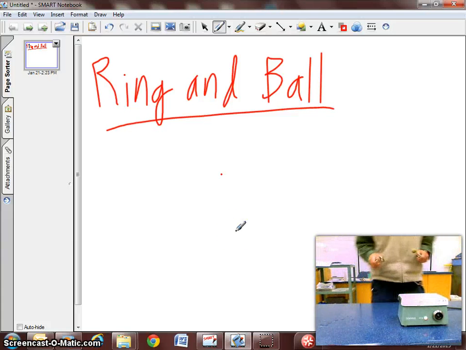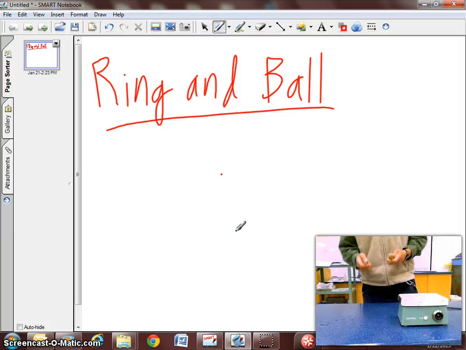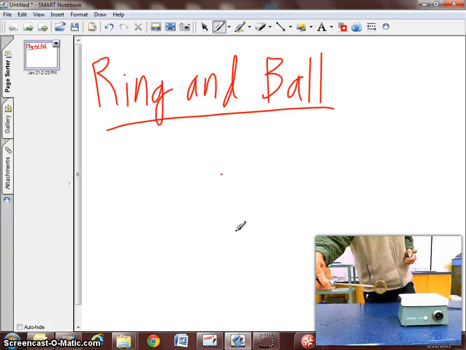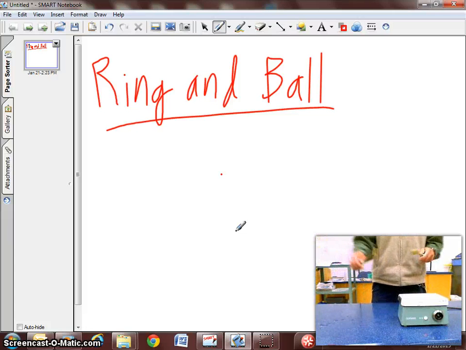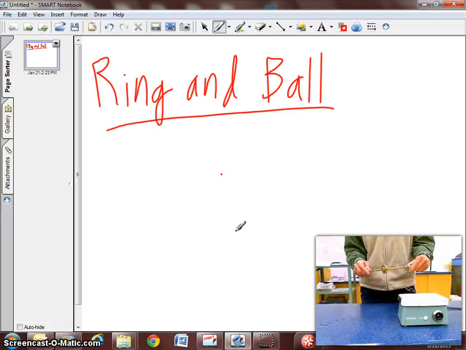Good afternoon, everybody. Today's demonstration is on the ball and the ring. Now, what happens when this ring is heated? Will the hole expand? Here's a ball and the ring, and they cannot fit into each other.